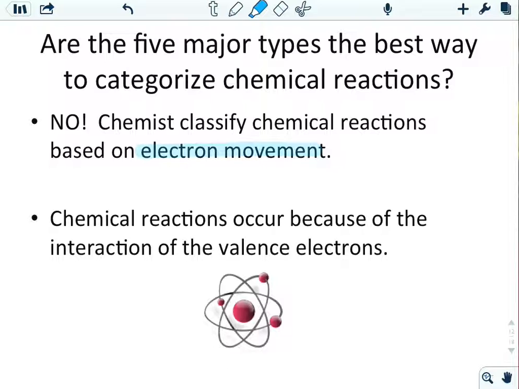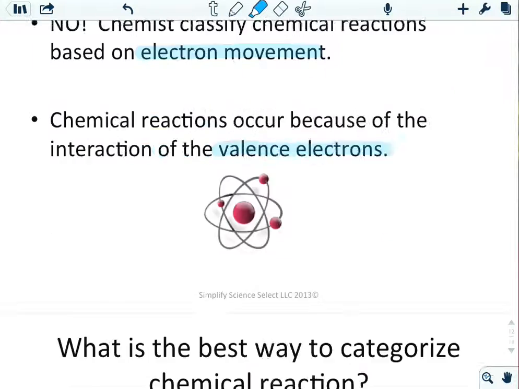But chemists usually look at how electrons are moving, because remember, chemical reactions, it's all about the valence electrons. So chemical reactions occur because of the interactions of those valence electrons. That's what we really care about, and that's how we're going to classify the majority of things. Got to know the basic types, but let's get a little bit deeper into how we actually classify.